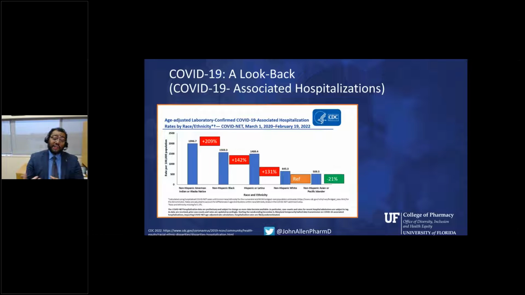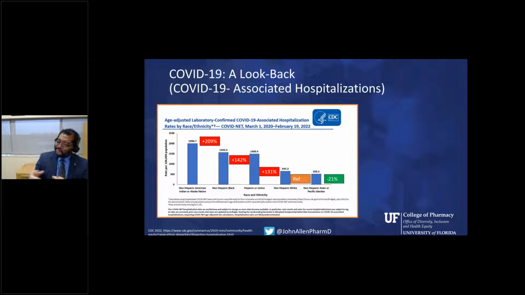Now that's cases. Let's take a look at COVID-19 associated hospitalizations. You see that same picture is present here and illustrates that as compared to non-Hispanic whites, American Indian, Alaska Native, Black, African American, Hispanic or Latinx patients all have increased relative rates of COVID-19 associated hospitalization per 100,000 population, and you can see those statistics listed there. However, this data is from looking at the entire pandemic.